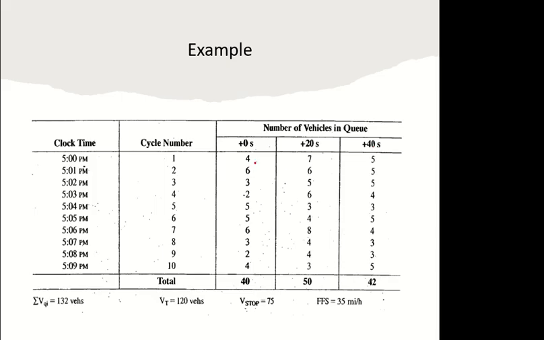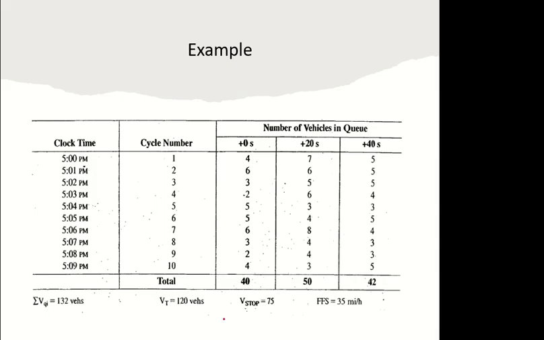And then in the first cycle, when the signal was red, he observed 4 vehicles in the queue. After 20 seconds, he observed 7. After 40 seconds, he observed 5. Then he went to the next cycle, right? 60 seconds done: 0 to 20 to 40, and after 40 you will have 60. 60 means next cycle, and these are numbers for the next cycle. If you add all these numbers, you get summation VIQ, the summation of the values which you observed in all the cycles.